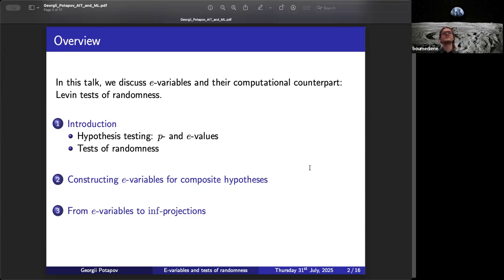So first I'll go through the basic notions, and then I'll describe the part of my research that can be fully understood just as a part of statistics, and then I'll tell how it's related to algorithmic information theory.